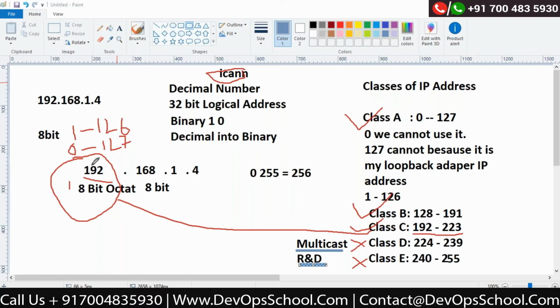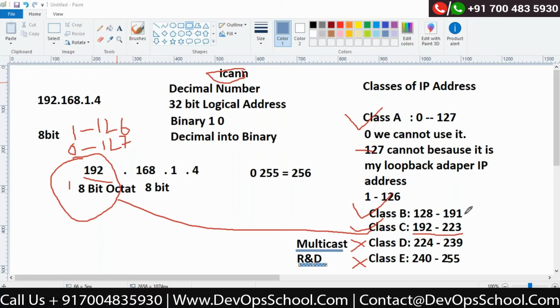127 is already reserved because it is a loopback IP address. This loopback IP address is already given to the loopback adapter on your machine. So you cannot put this IP address on your computer as well, correct? Class B is 128 to 191. So if the first octet comes in between these numbers, starting with 128 and the last number in this particular range being 191, it would be considered a class B, correct?